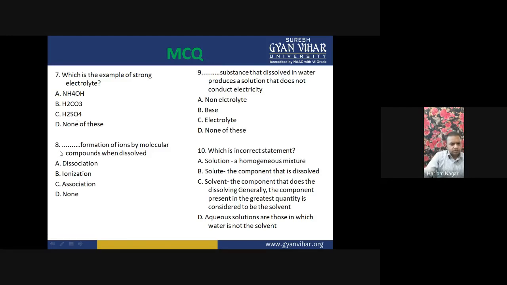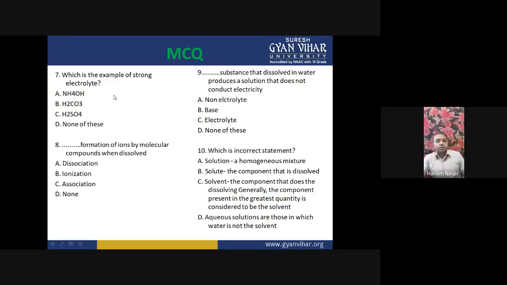Now the MCQ in question number 8: formation of ions by molecular compounds when dissolved. In which process are ions formed by a molecular compound when it is dissolved in a solvent? Dissociation, ionization, and association. The correct option will be ionization, because there is formation of ions by the molecular compounds.